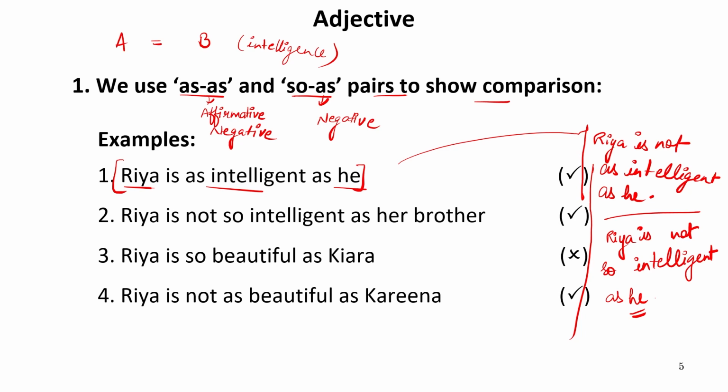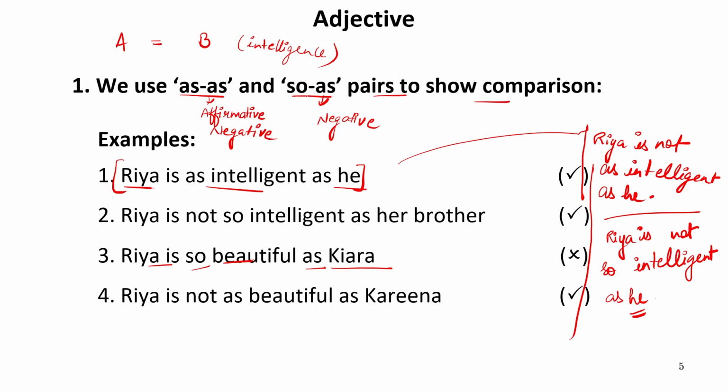So I can use the pair so and as both to convert the sentence into negative one. But so and as pair can be used only in negative sense. It cannot make the sentence positive. For example, if you see the third sentence, it is written, Ria is so beautiful as Kiara. So I'm comparing Ria with Kiara, that they are not both equally beautiful.